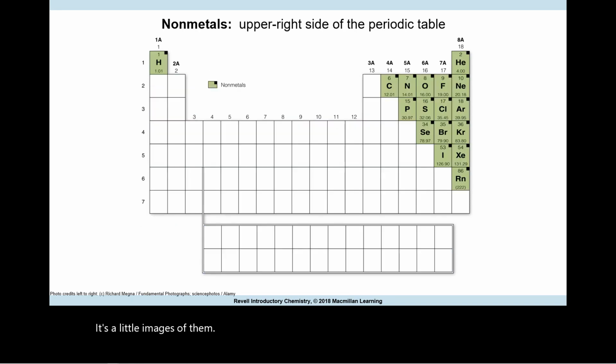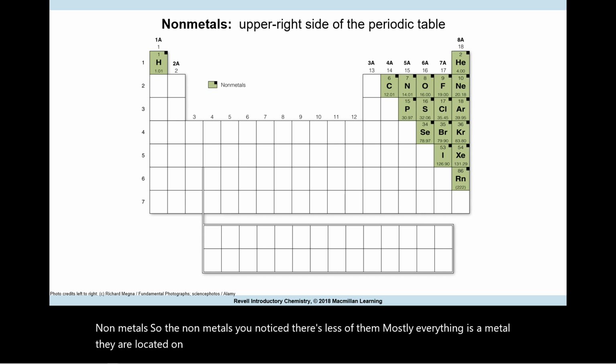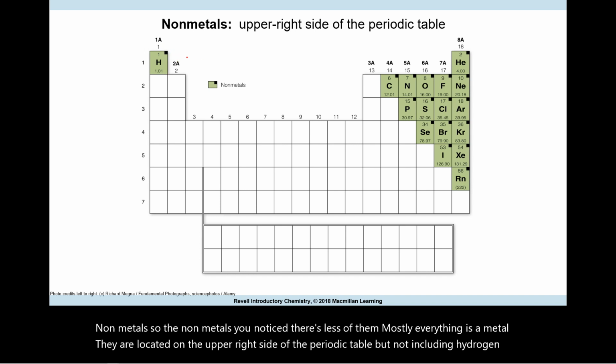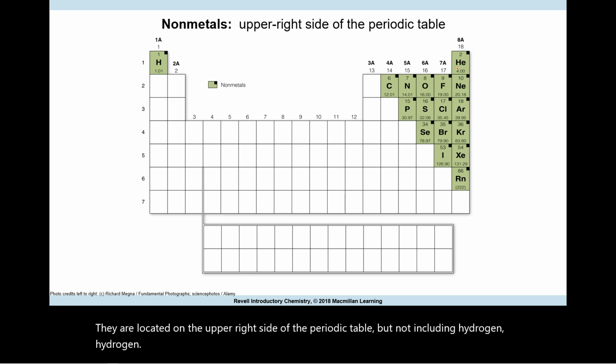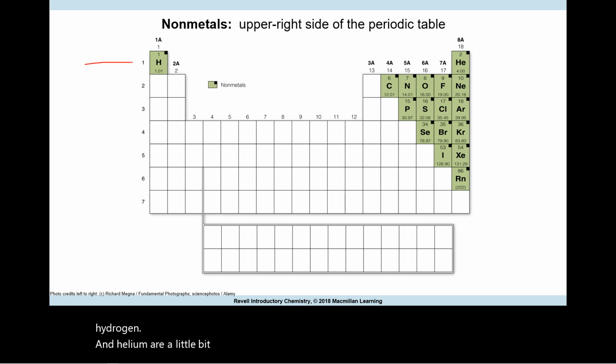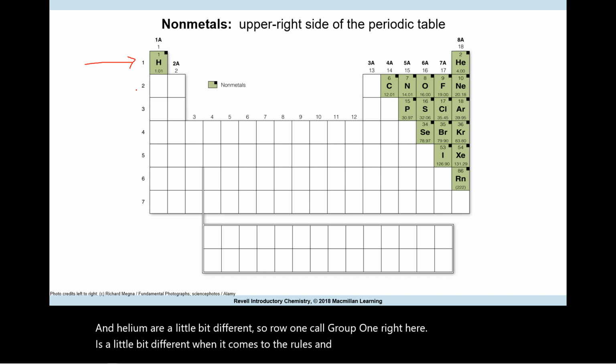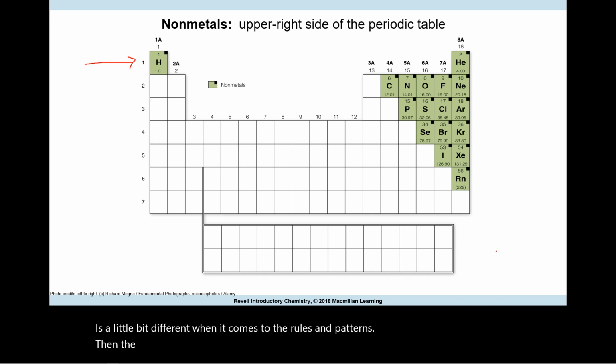All right, non-metals. So the non-metals, you notice there's less of them. Mostly everything is a metal. They are located on the upper right side of the periodic table, but not including hydrogen. Hydrogen and helium are a little bit different. So row 1, group 1 right here, is a little bit different when it comes to the rules and patterns than the other elements. Okay.